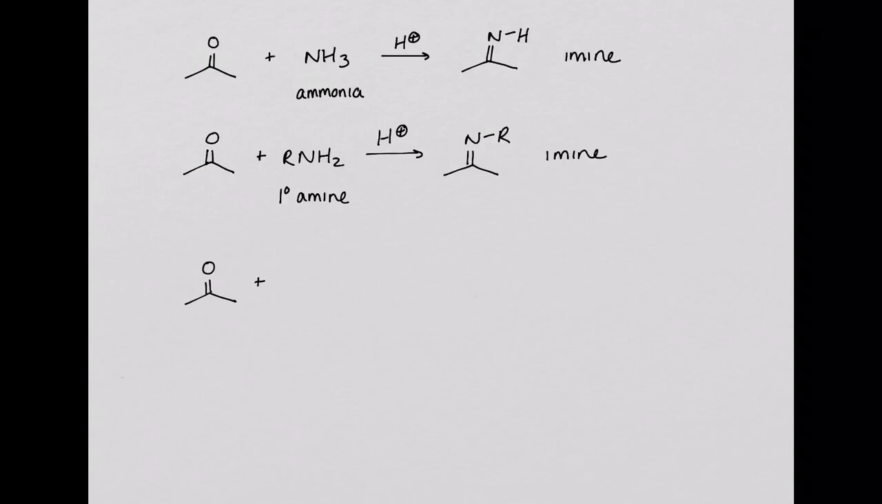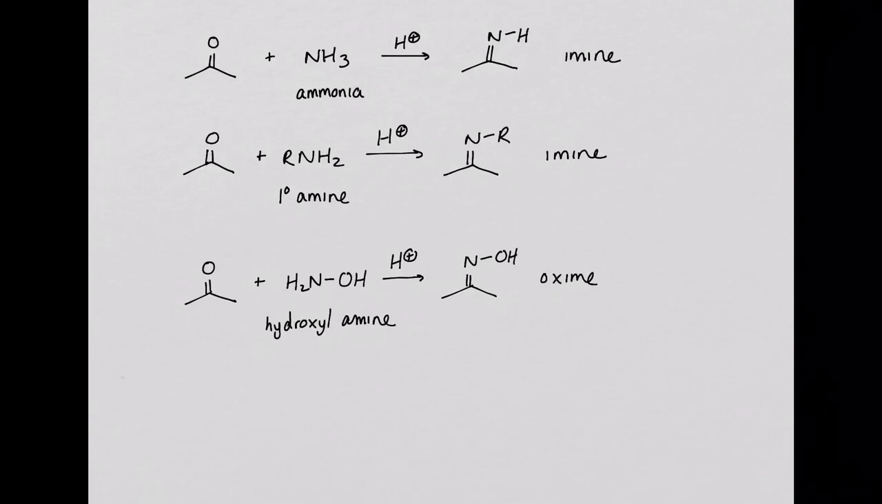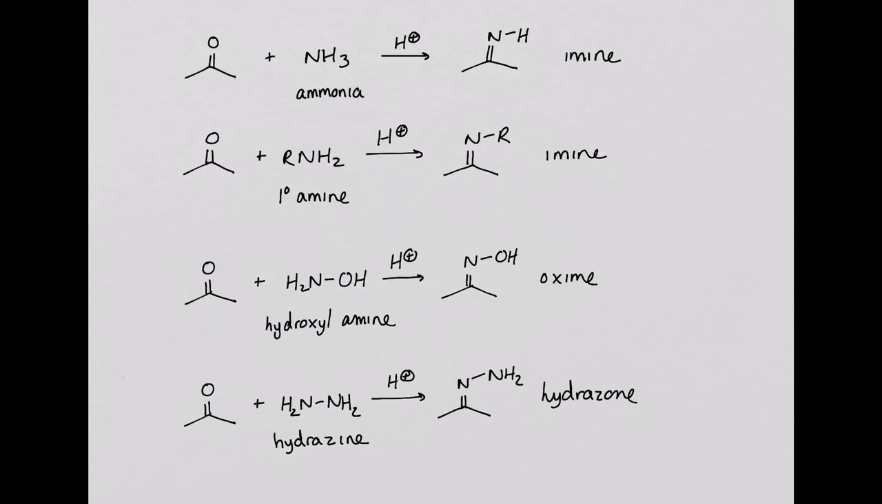For example, if we react a ketone or an aldehyde with hydroxylamine, under acidic conditions, we produce an oxime, which is the hydroxylamine analog of an imine. We can also react a ketone or an aldehyde with hydrazine under acidic conditions to produce a compound known as a hydrazone. A hydrazone is the hydrazine derivative of a ketone or an aldehyde.